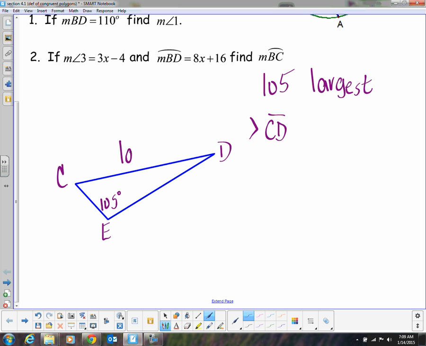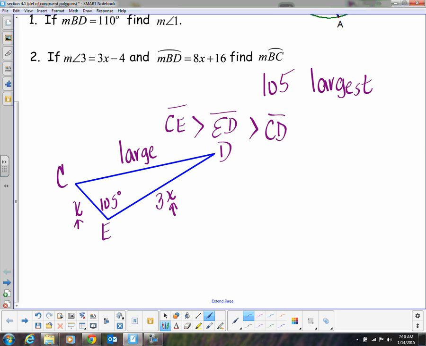So this is large. Now, then they gave you an X, and they gave you a 3X. Do you agree X is the same number? If X is the same number, can you have negatives? No. So who has to be bigger, X or 3X? Does that make sense? So who's medium? Which side is medium? ED. And then which side is the smallest? CE. So that's how you do 10.